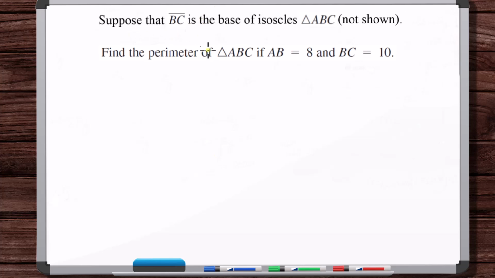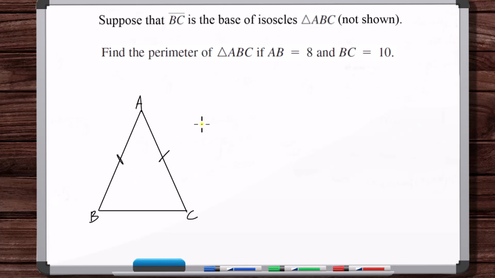All right, so in this first question it says, suppose that BC is the base of isosceles triangle ABC, not shown. Find the perimeter of triangle ABC if AB is equal to 8 and BC is equal to 10. So let's draw this isosceles triangle ABC, where BC is the base. The base is the third side that's not congruent. If these two sides are congruent because the triangle is isosceles, then BC is the base and A must be the vertex angle.